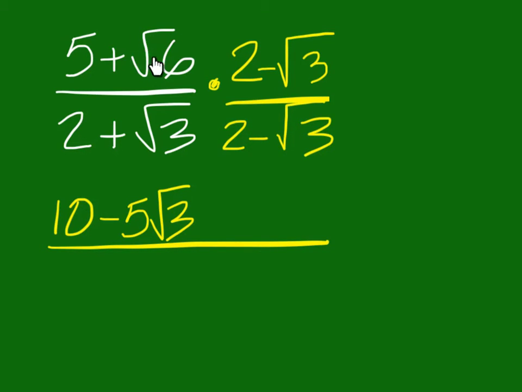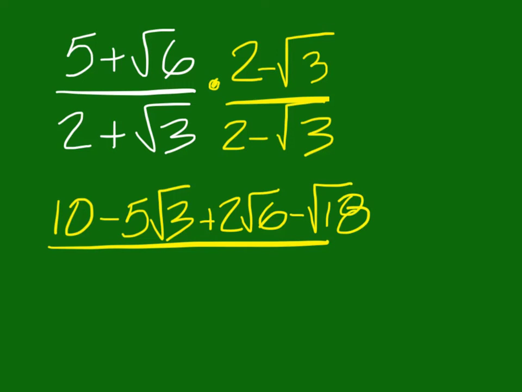Go to the square root of 6. Square root of 6 times 2 is plus 2 square root of 6. Square root of 6 times square root of 3. Notice there's a minus. Square root of 6 times square root of 3 is minus square root of 18. On the bottom, 2 squared is 4. This squared is 3. So you end up with a 1.